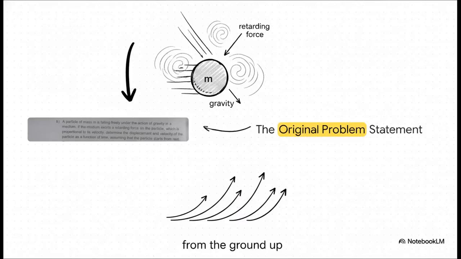All right, let's look at our very first clue here, the original problem statement. Our goal: find the displacement and velocity of a falling particle with a mass of m. It's falling freely under gravity, but, and here's the catch, it's moving through a medium that exerts a retarding force directly proportional to its velocity. Basically, the faster this thing falls, the harder the air shoves back. We also know it starts completely from rest. Seems simple enough, right? But to really get what's happening, we can't just skip ahead to the answer key. We've got to solve the question from the ground up.